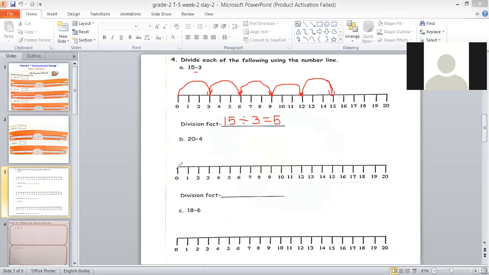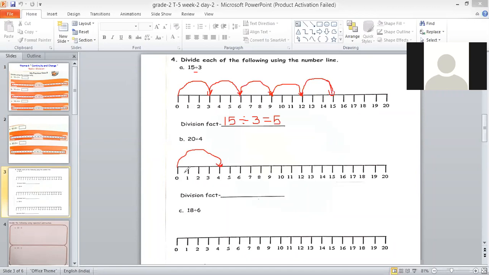If we start from 0, which number will we reach if we are taking steps of 4? 4. Very good. So if you start from 0, you will reach number 4 if we are taking steps of 4. So here you will make an arrow like this.